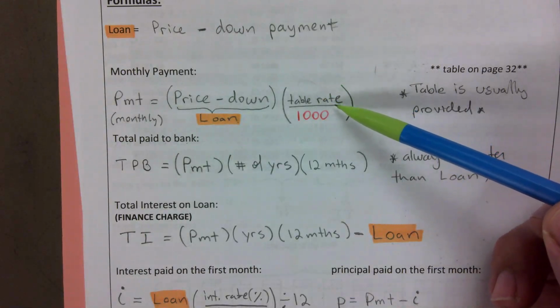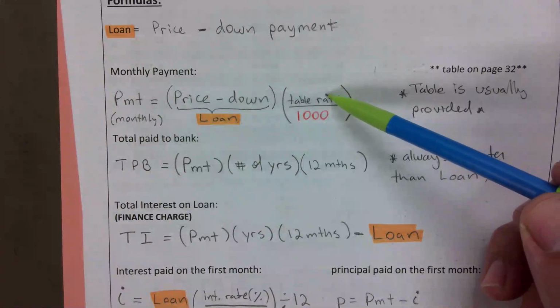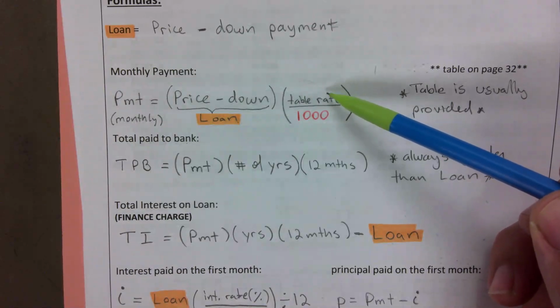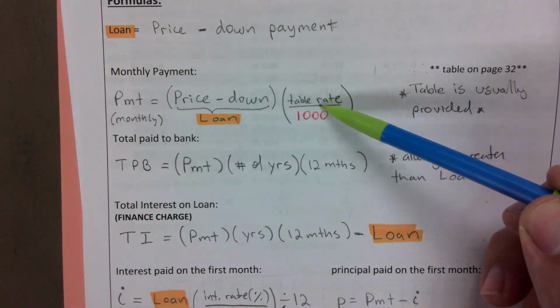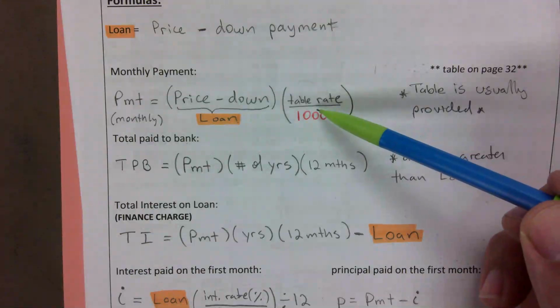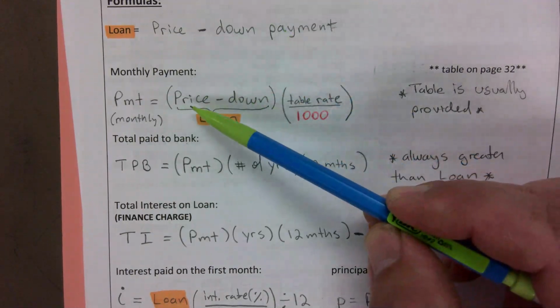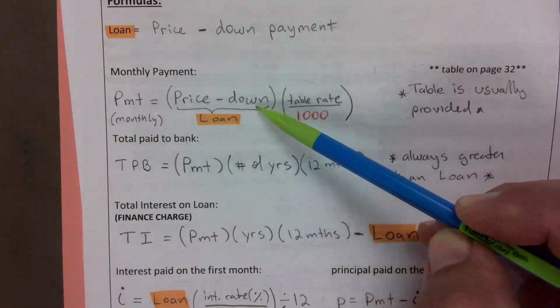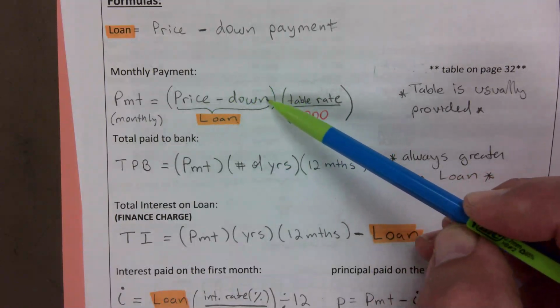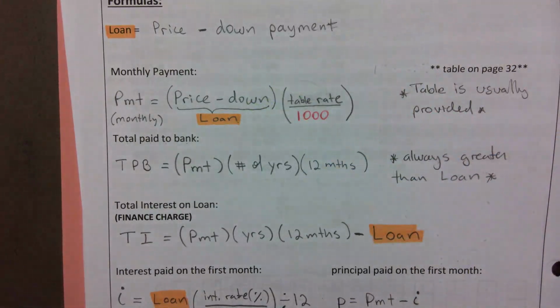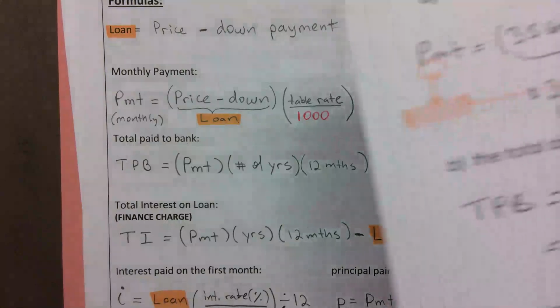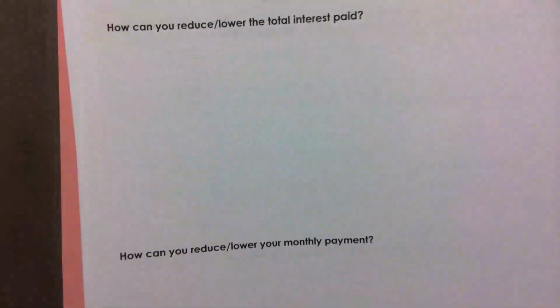So there are two ways to reduce this. The smaller this number, the lower your payment is going to be. So you reduce your interest rate or you increase the number of years. I'll write that down for you. You'll copy that. Another way of reducing your monthly payment would be to increase this down payment. The more you put down, obviously there's less to finance, so your monthly payment is going to go down there as well. So let's go to page 31.